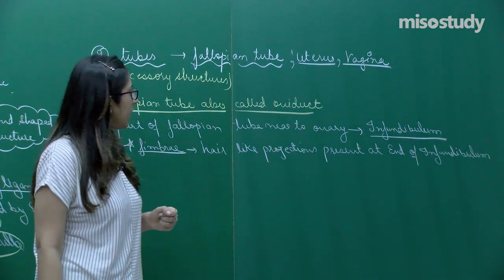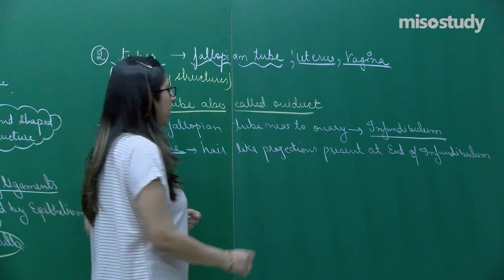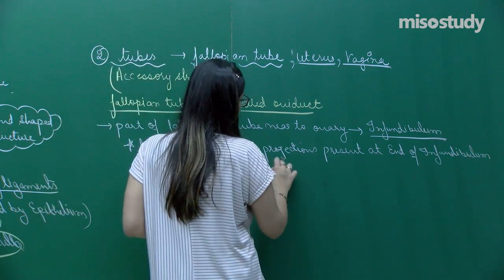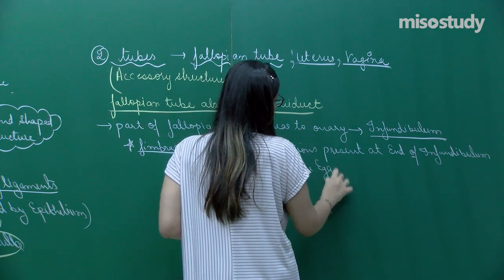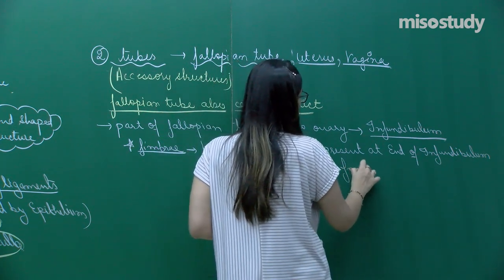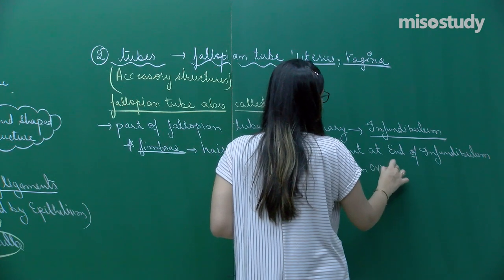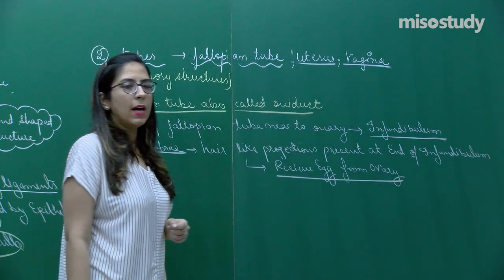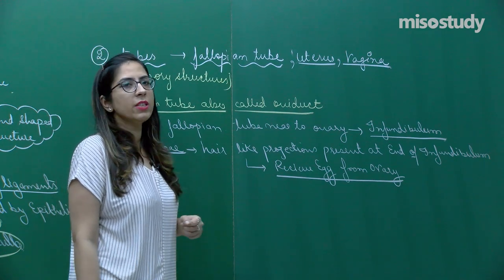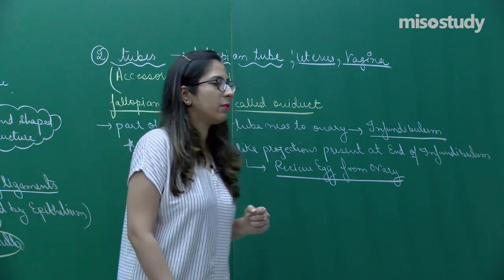Even when we see the internal structure, they help in receiving the egg from the ovary. After that, one more region is present, which is called the isthmus.